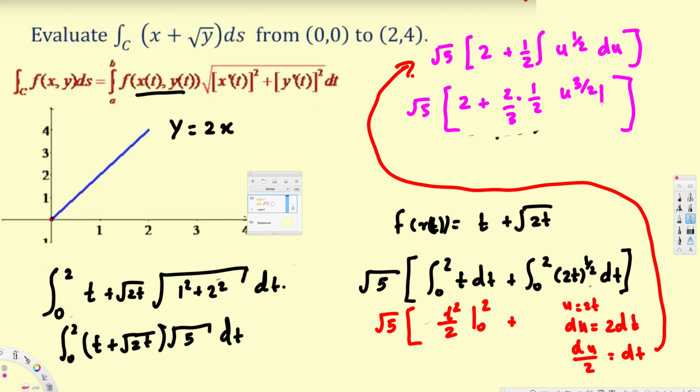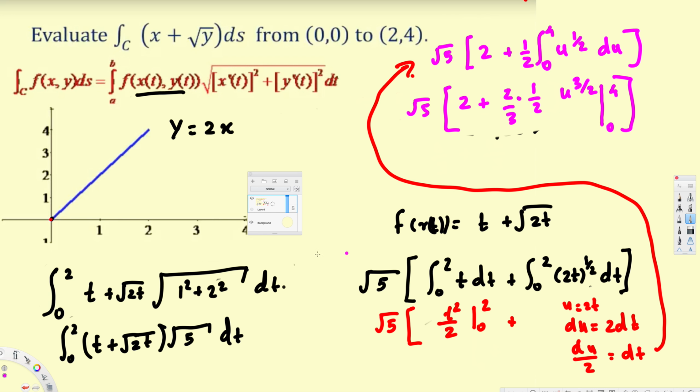And for the limits of integration, when we have t, we had 0 to 2, and when we replace this with u, we can find the new limits of integration. If you plug 0 in this function, 2 times 0 is going to be 0, and if you plug 2 for t, this is going to be 2 times 2, that's 4. So the new limits of integration go from 0 to 4. Here we are going to have 0 to 4.